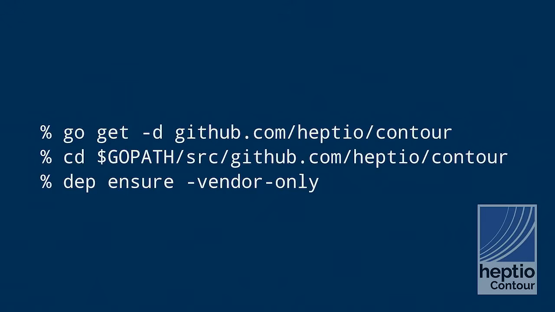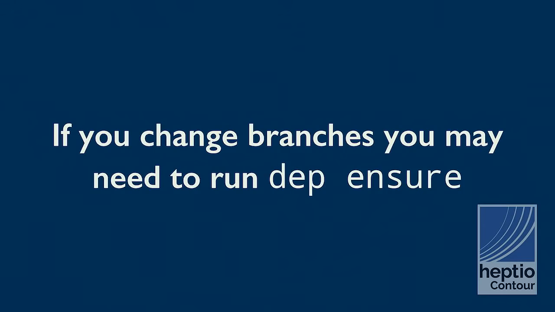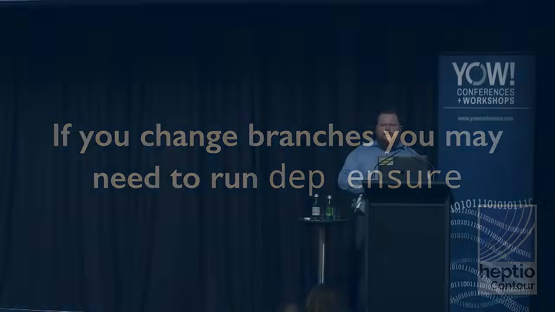This does have a few drawbacks. The first one, obviously, if you change branches, you may need to rerun dep ensure. In practice, this doesn't tend to be a problem because our dependency set is very stable. We have a small set of well-known dependencies, and they usually only change at the start of the development cycle. I'll usually put a card in the backlog to say, freshen our dependencies.